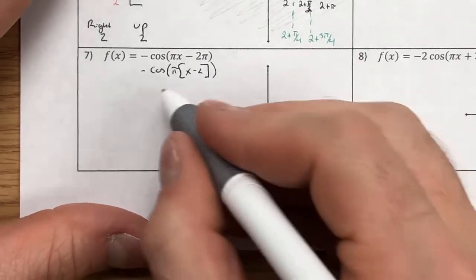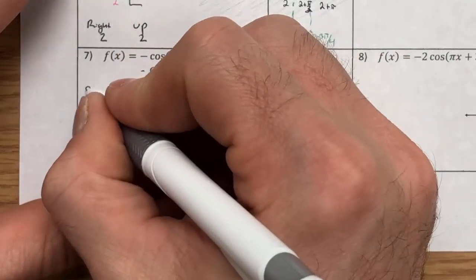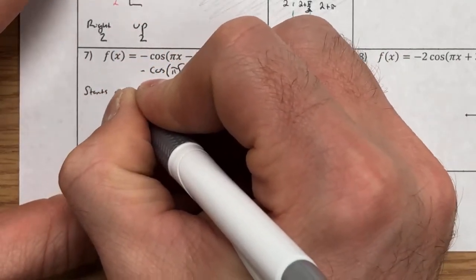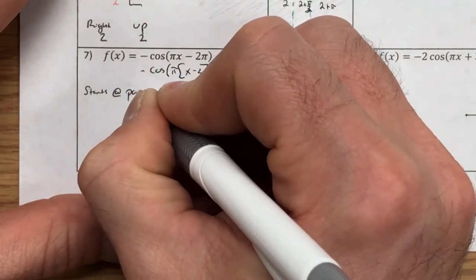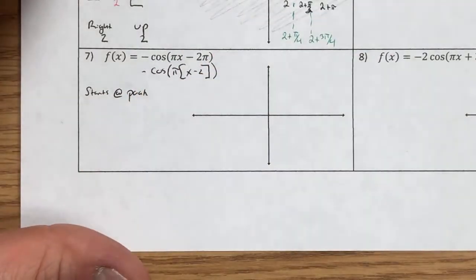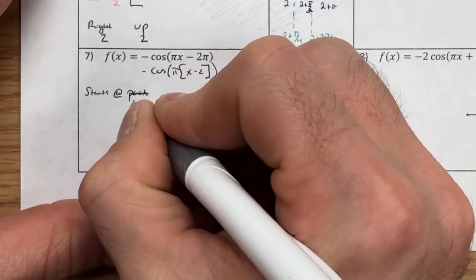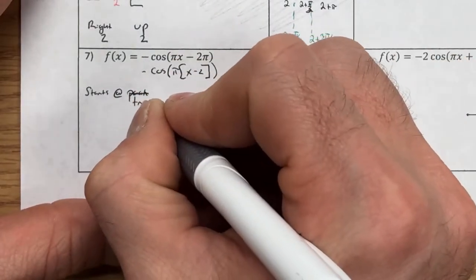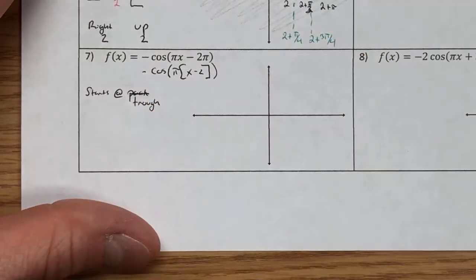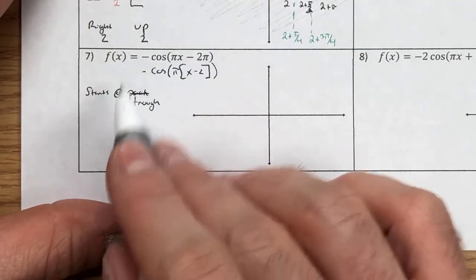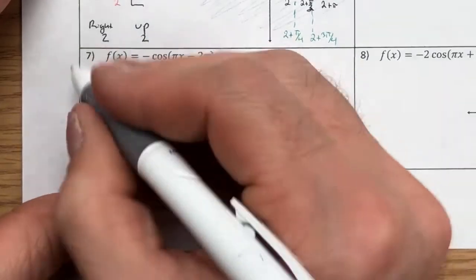So in this case, I'm going to say, hey, I know that this starts at a peak. However, because of the negative sign, that peak is going to be a trough or a valley. It's not going to start at the top, it's going to start at the bottom.